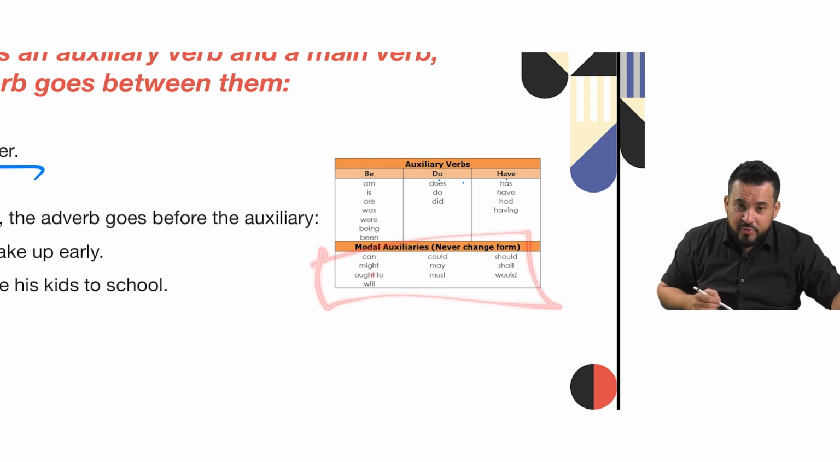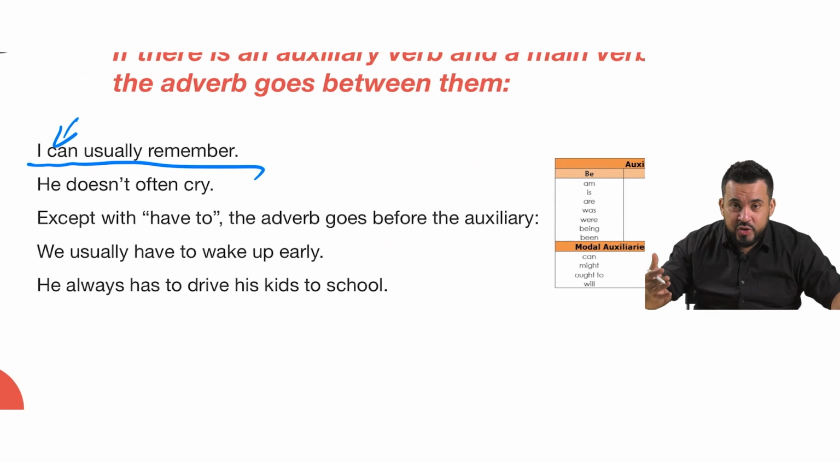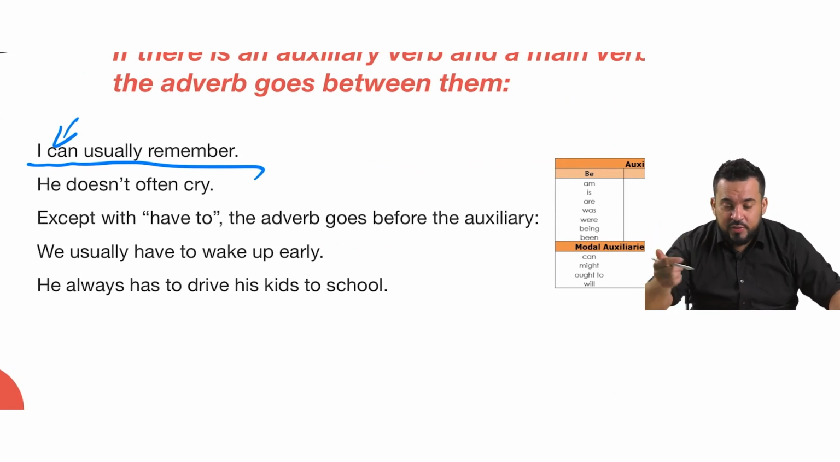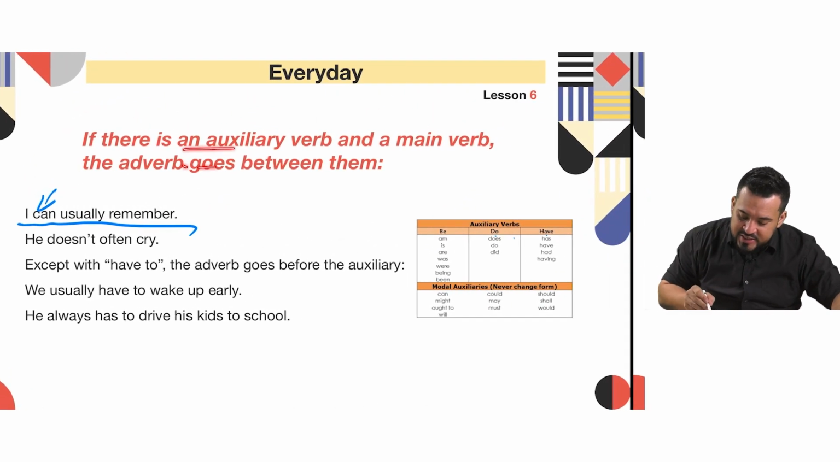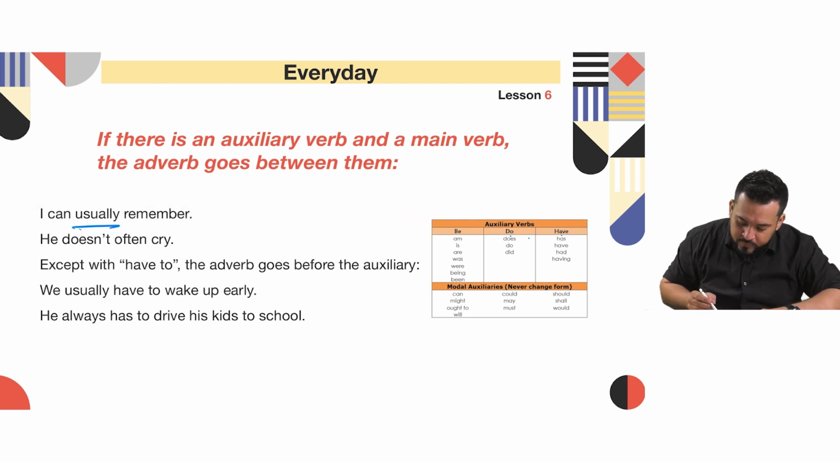We always use modals in the English language. Okay, they normally have different uses. We will talk about modals in other lessons. But for now, what we need to know is if there is an auxiliary verb and the main verb, the adverb goes in between them. Okay, so I can usually remember, he doesn't often cry.